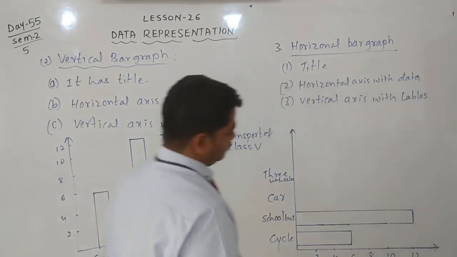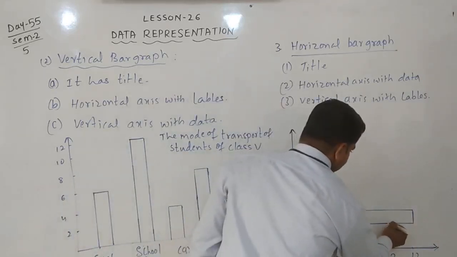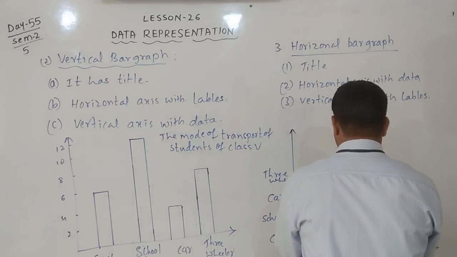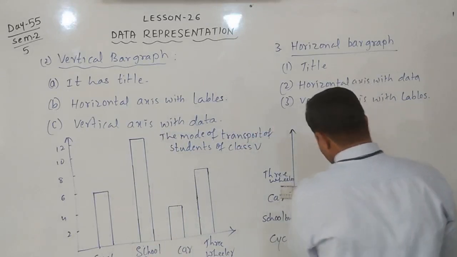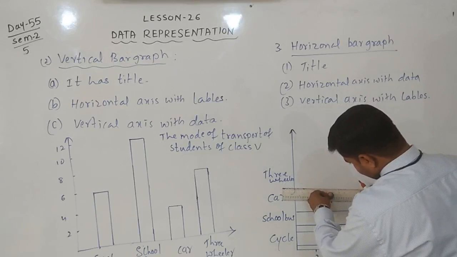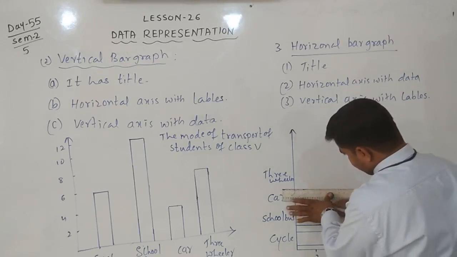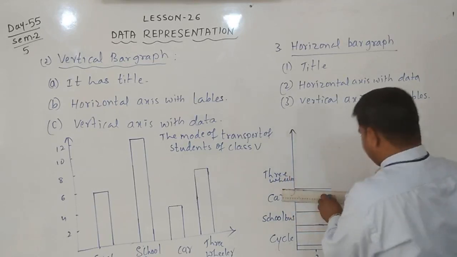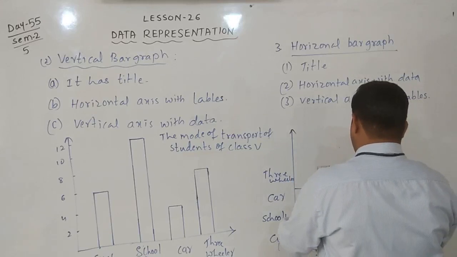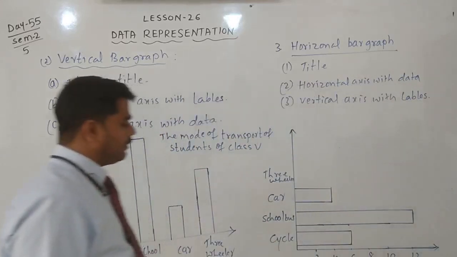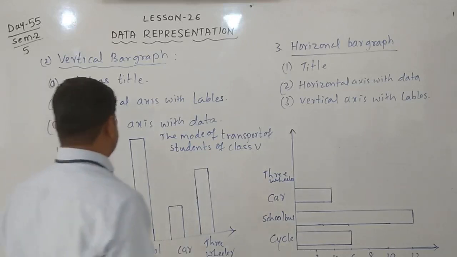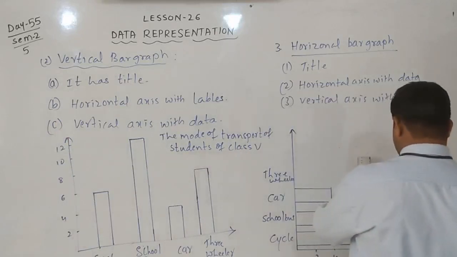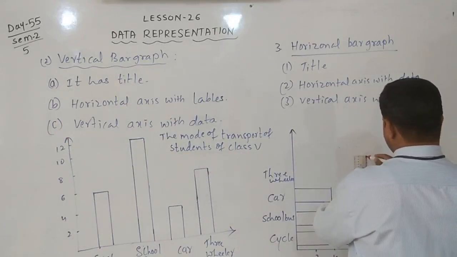Next, which mode of transport? Car. By car, 4 children. Then here 4. Next mode of transport is 3-wheeler. By 3-wheeler 8. Then we can draw up to here. This is 8.